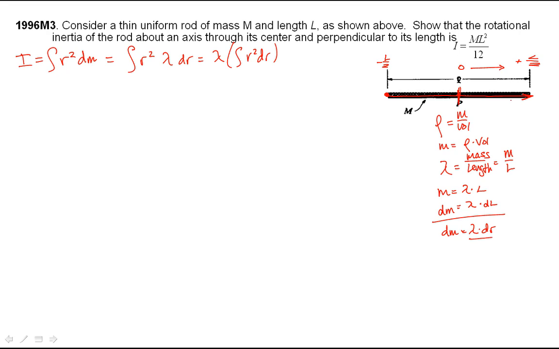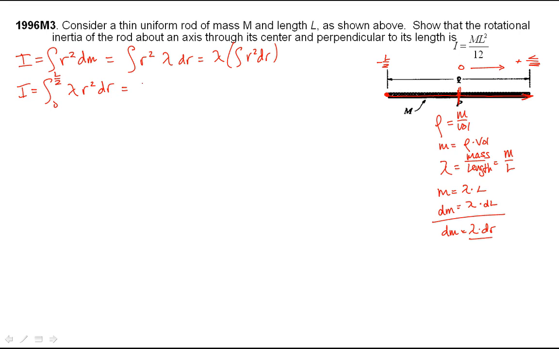So I'm going to use that. I want to take the integral I'm trying to do. The moment of inertia is going to be the integral from 0 to L over 2, from the center of our rod to the end, of lambda r squared dr, and I'm going to find that and just multiply it by 2 at the end. This is a pretty straightforward integral.